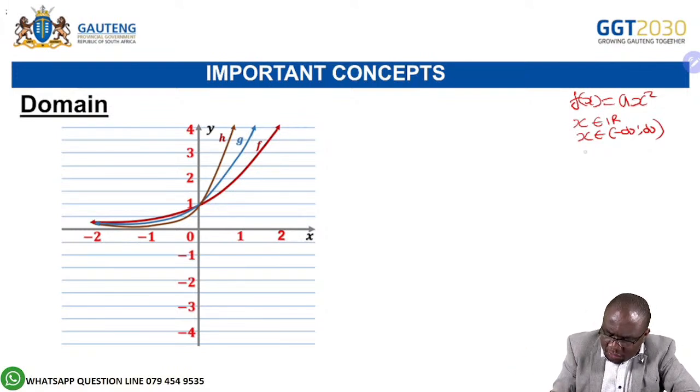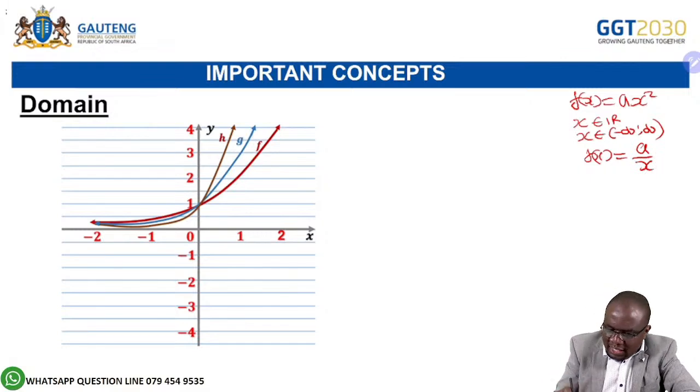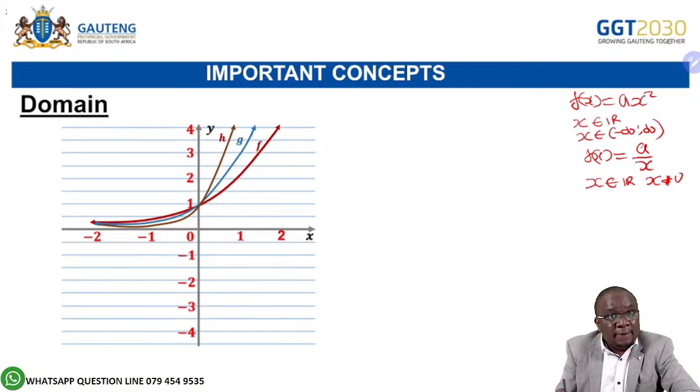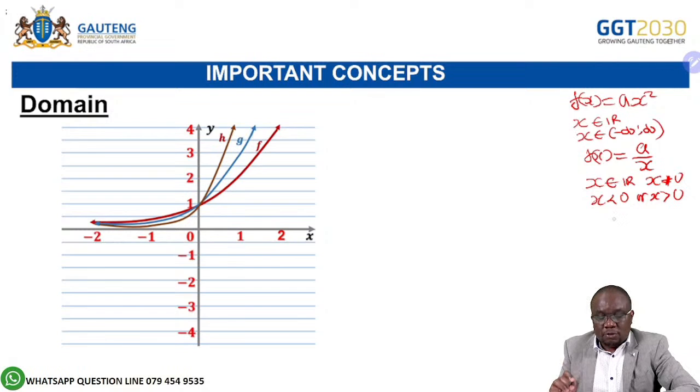And then the hyperbolic function f of x equals a over x. This is hyperbolic, where the x is the denominator. We say the domain is x an element of real numbers, but x cannot be equal to 0. Or we can say x less than 0 or x greater than 0. You can write it like that. We have talked about the domain of those two.